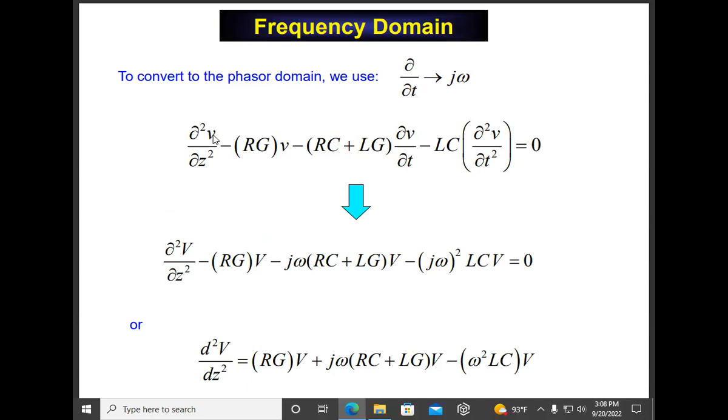Now, notice the change in notation. Lowercase v was time domain, uppercase V is phasor domain. So uppercase V is not a function of time. It's phasor voltage, not a function of time, but it's complex, just like a phasor normally is. So we change the notation, and wherever you see a time derivative, you put a j omega. Now, this had second order derivatives with respect to time, so of course it goes to j omega twice, and of course j squared is simply -1.